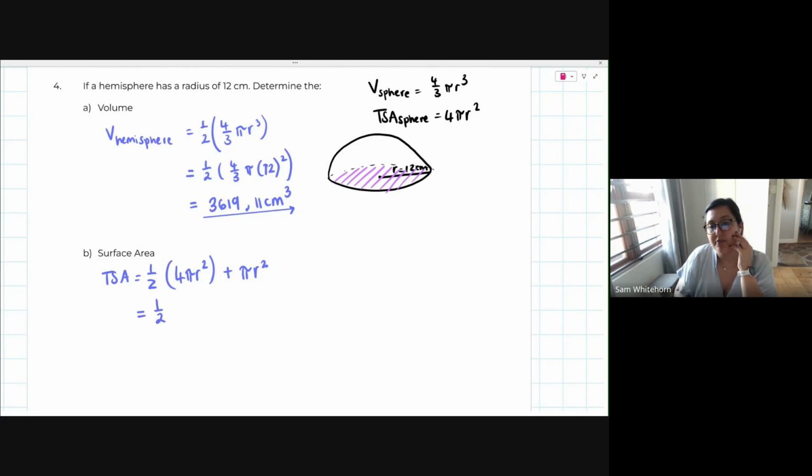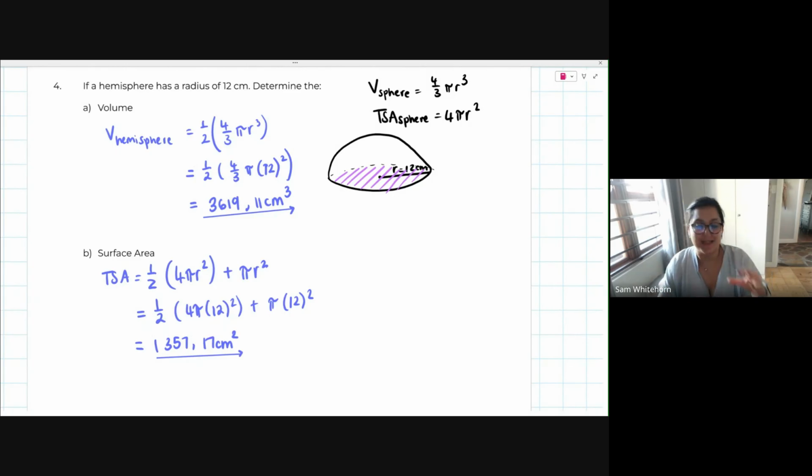But we get 1/2 times 4 pi times my radius, 12 squared, plus the circular base, which is pi r squared. We put that all into our calculator, or again, do it step by step, that's fine. 1,357.17 centimeters squared.